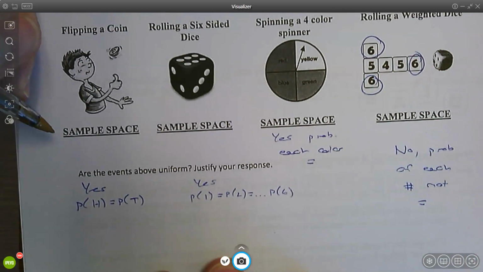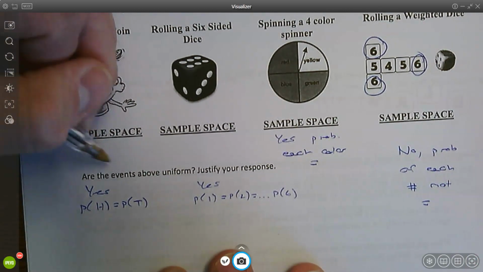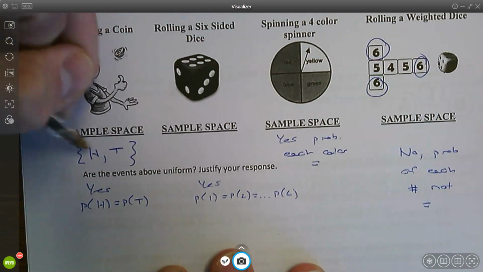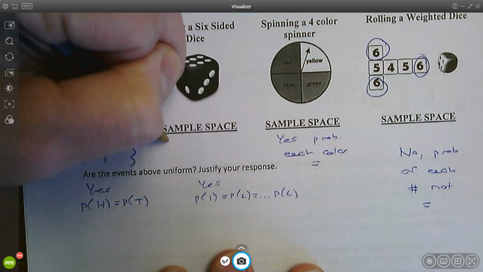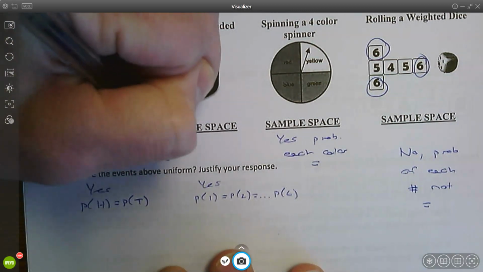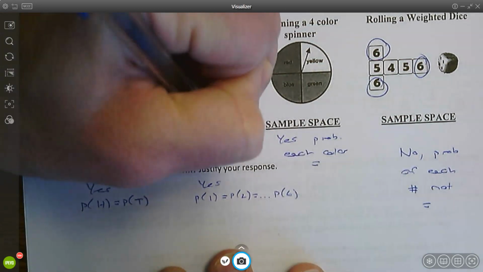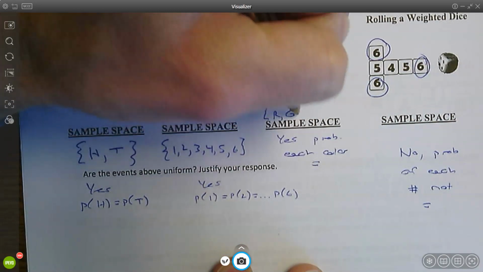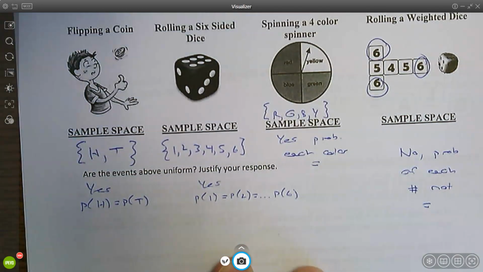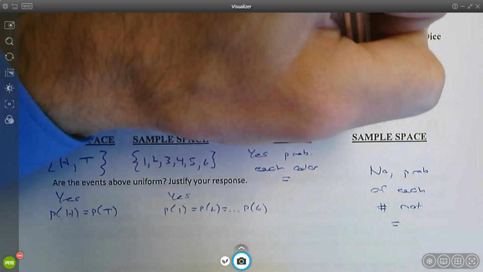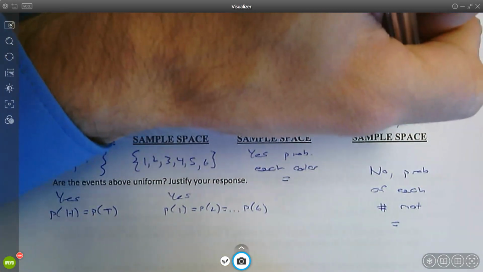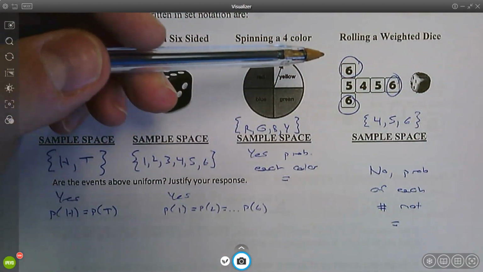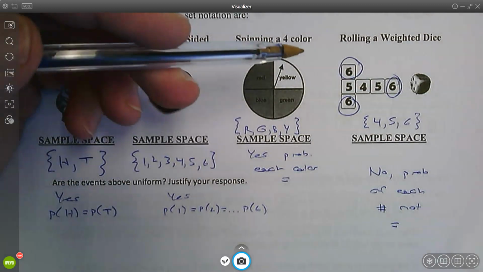Now, going back and talking about the sample space. The sample space is all the possible outcomes. So on a coin, you're talking heads and tails. Those are your sample space. They have these curly brackets that they typically use. I'm not the best at drawing them. They look like this. For the dice or the die, it's 1, 2, 3, 4, 5, 6. For this spinner, red, green, blue, yellow. And for this weighted die, it would just be 4, 5, and 6. You're just going to list the possible outcomes. It doesn't matter that 6 is more likely to occur. We're not going to put 6 3 times there.